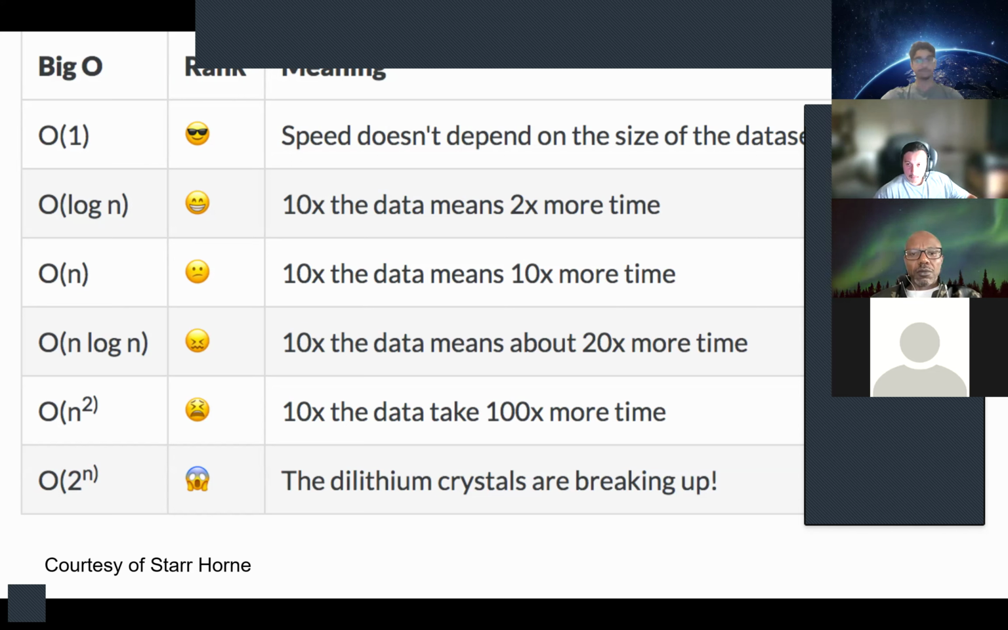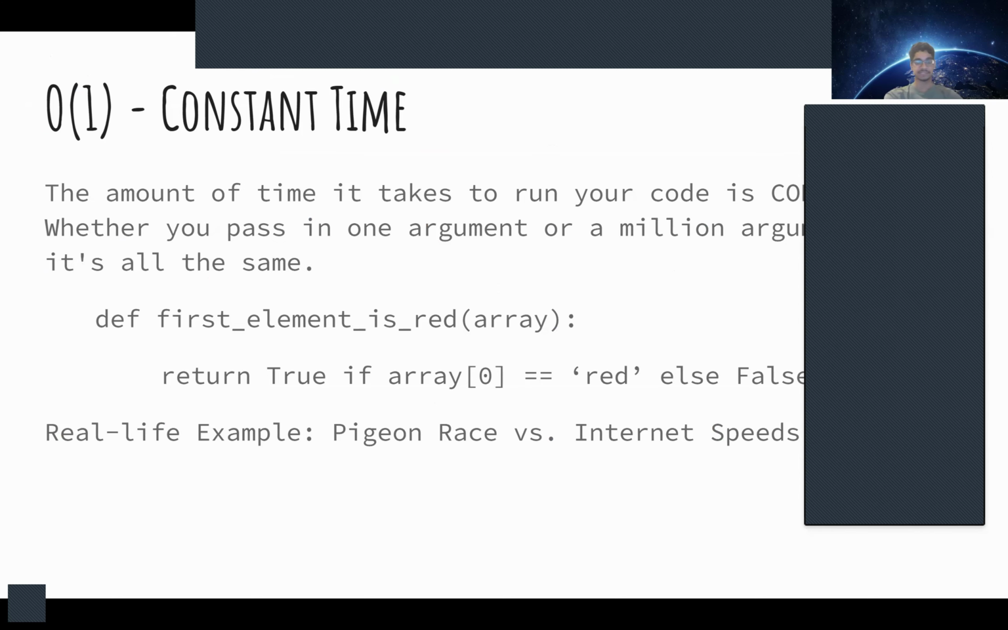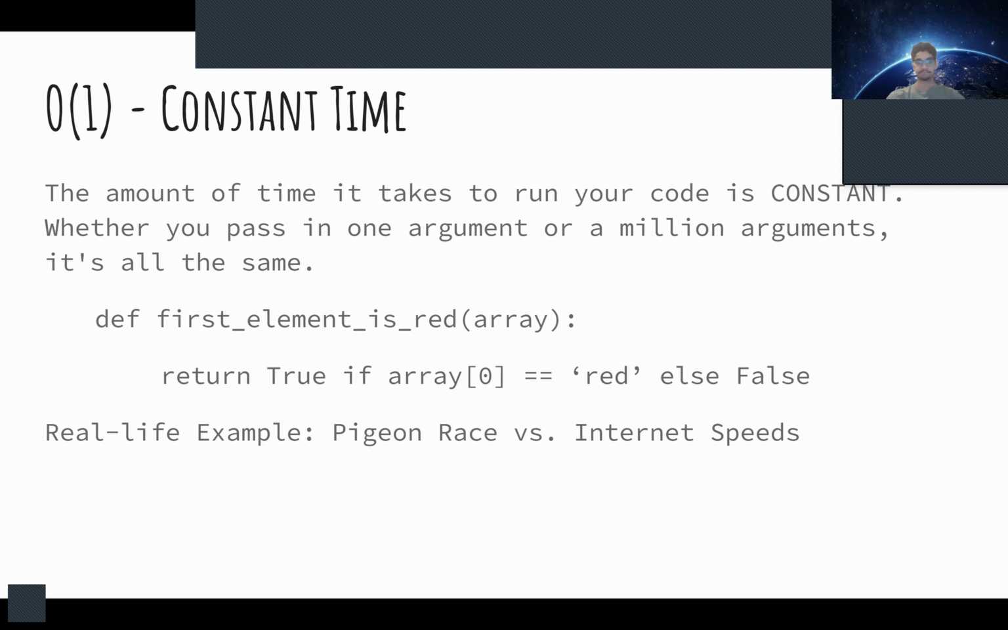Any questions about the purpose of big O notation? Sounds groovy. Okay, so we'll walk through some examples. That way you guys can see why it's useful. So the best case scenario is something called constant time. So essentially, like it says here, if you pass in one argument or a million arguments, the code runs in the same amount of time.